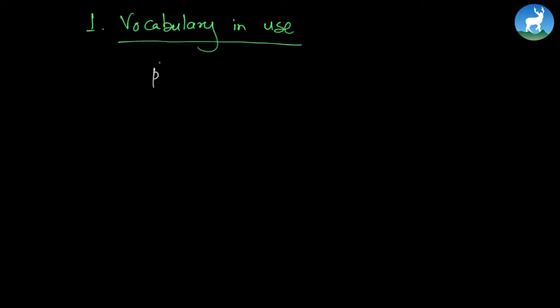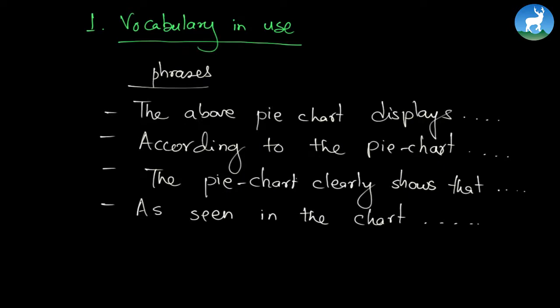Now let us start the exercise portion. The first thing that we have is called vocabulary in use. We are going to understand the basic type of phrases that are used to explain any kind of pie chart. This is the language that we are going to use when we are explaining any kind of chart, be it a table or a pie chart. That is, the above pie chart displays, or according to the pie chart. Another is the pie chart clearly shows. And the final one is, as seen in the chart. So these are some examples of the phrases that we commonly use while explaining a pie chart.